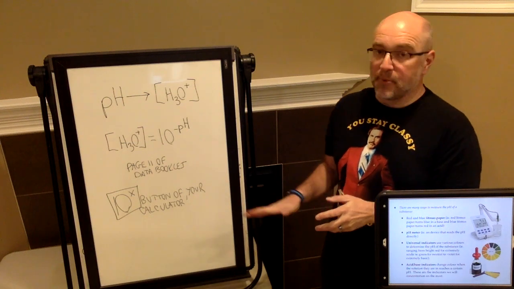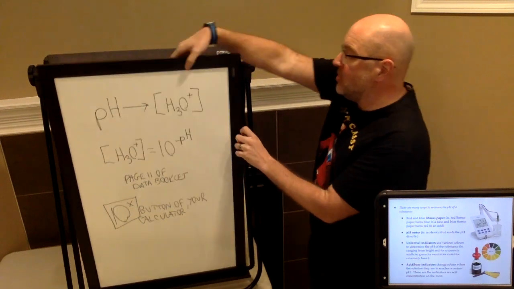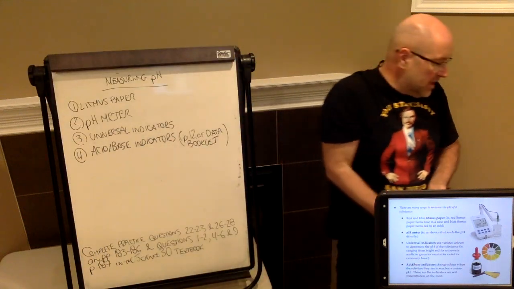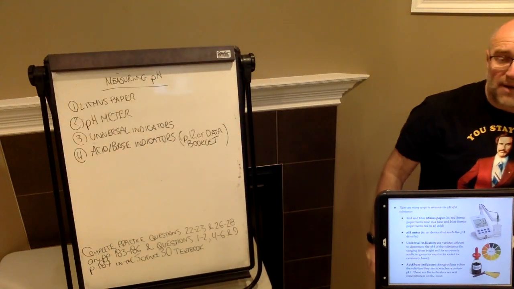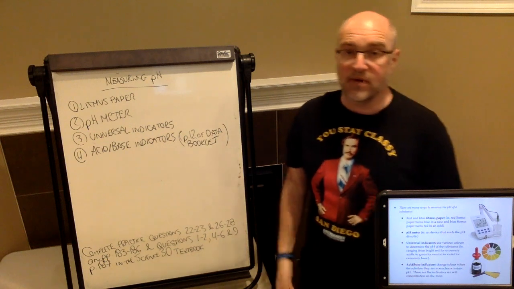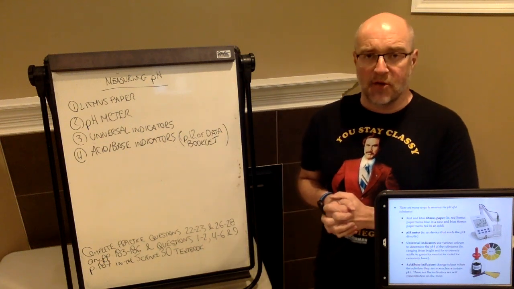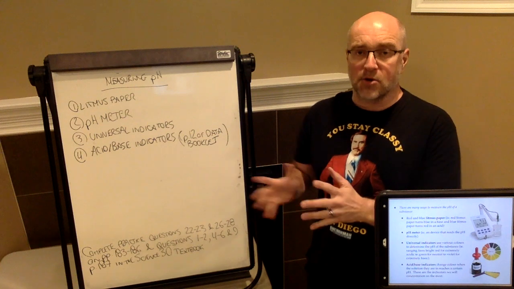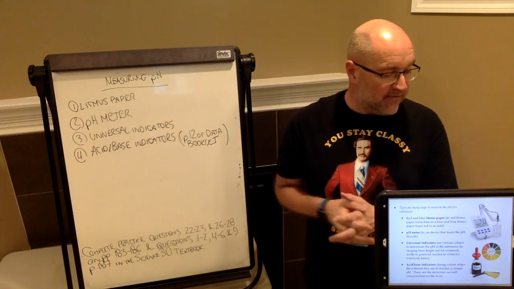So again, litmus paper, very, very simple. It's basically going to be just determining whether something is above 7 or below 7 or at 7. It doesn't give you a specific value. It just tells you if something is acidic or basic or neutral. It doesn't give you an actual specific value.